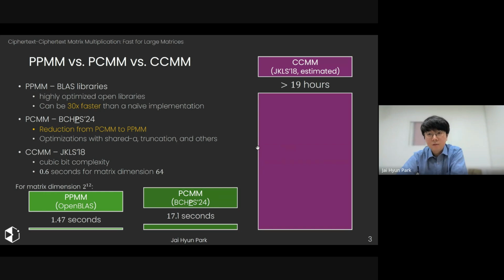This is not good because when we want to do PPML, privacy preserving machine learning, we need all of these: PPMM, PCMM and CCMM. This kind of unbalanced latency means that at some point CCMM would be the main bottleneck to making practical privacy preserving machine learning as a service. So in this talk, we'll focus on the CCMM. We want to make CCMM for large matrices as practical as possible. This is our target of this talk.